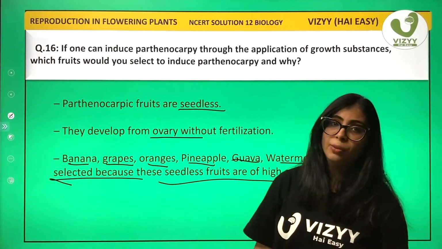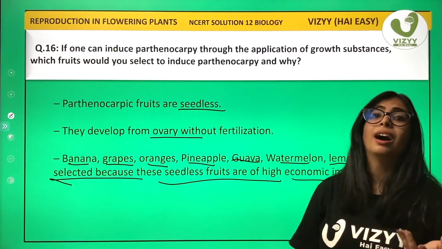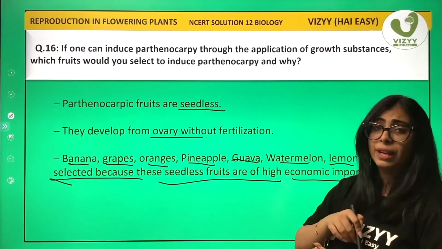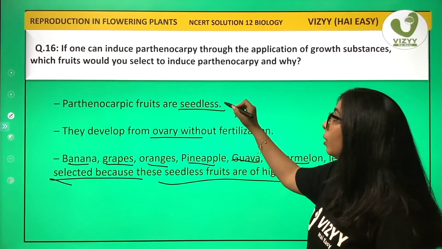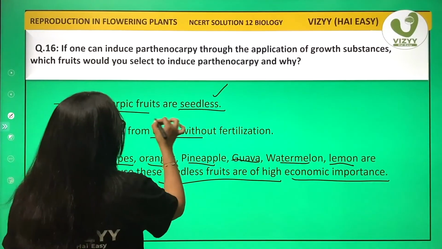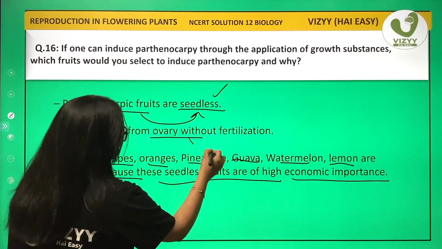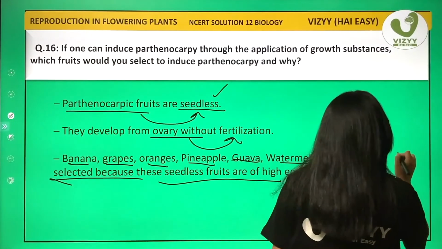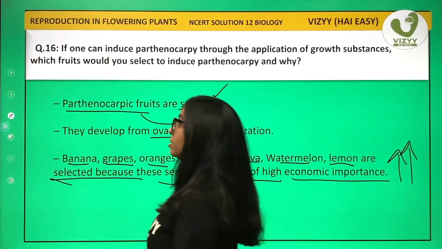So when you eat grapes, usually the grapes which we find in the market are seedless. Bananas which we find now are more seedless. So parthenocarpic fruits are what? Seedless. Remember, parthenocarpic means seedless. Develops from an ovary without fertilization, and it has extremely high economic importance. Okay, students?